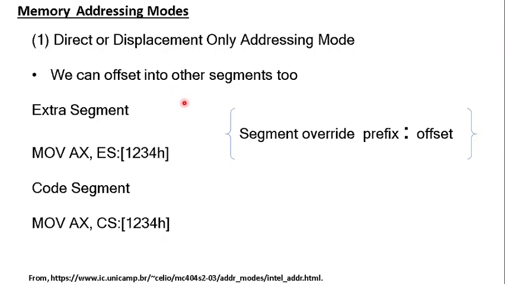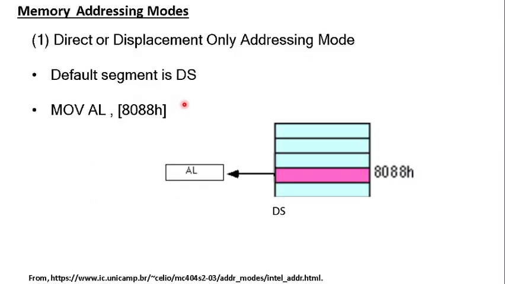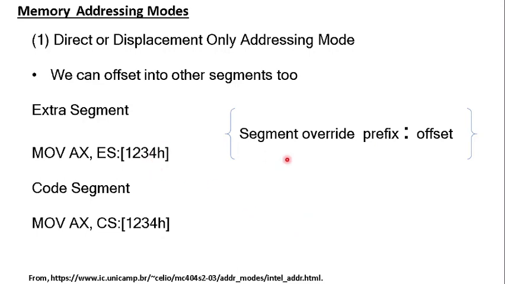And is it possible to offset into other segments? That means, can we get operands from other segments? As I told earlier, yes, it is possible. The only thing is you need to use a segment override prefix or a short form of the segment which you are going to offset into, and then you can give the required offset.